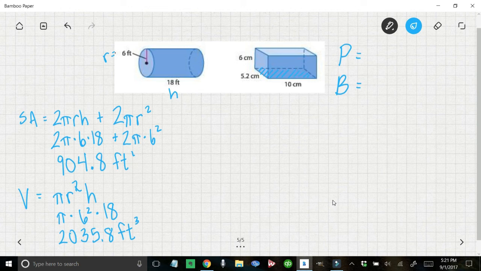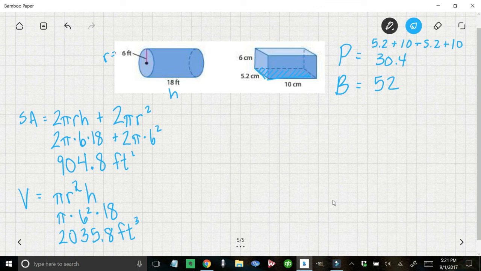I'm going to say that this is my base. So when I find the perimeter of this base, I'm just going to add up 5.2 plus 10, 5.2 plus 10. So the perimeter of this base is, let's see, that's going to be 30.4. The area of this base is just multiplying those two dimensions together. So when I multiply those two dimensions together, it's going to be 52.